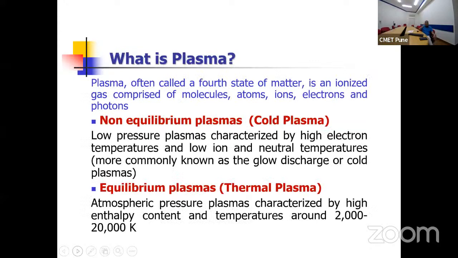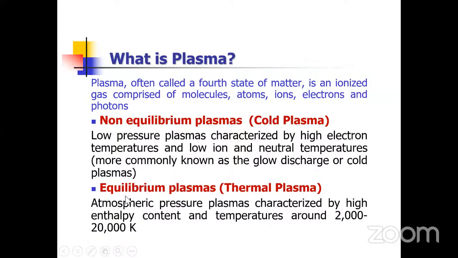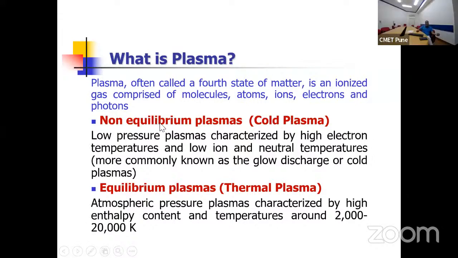What is plasma? Basically, plasma, often called the fourth state of matter, is an ionized gas comprised of molecules, atoms, ions, electrons, and photons. Basically, if you give sufficient energy to a gas to ionize it, after ionization it gives the molecules, atoms, ions, electrons, and photons. And because of photons, light comes.